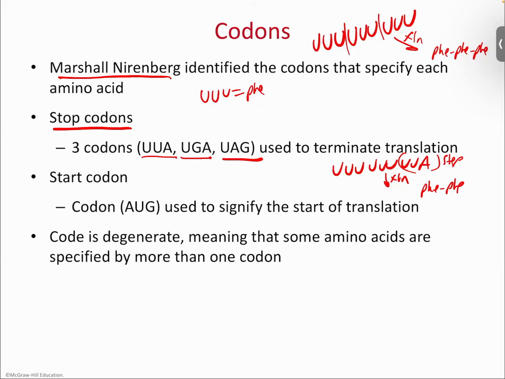He also noticed that there's a common start codon, AUG, that creates a signal for the start of translation. Every protein has the start codon, which is AUG, which encodes for a methionine. So for every protein, the first amino acid is methionine.